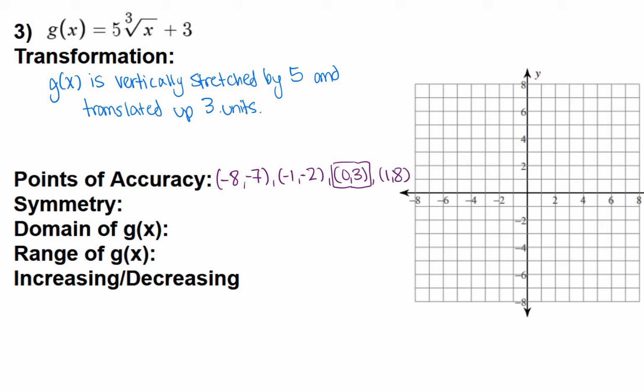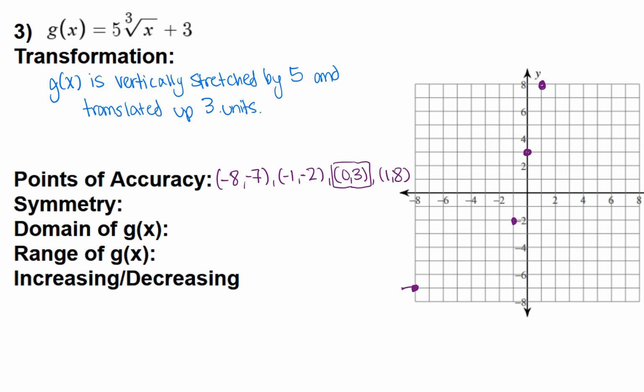You do have to graph it on your calculator so you can see the full picture of this. But we have a point of accuracy located at -8, comma, -7 right here. At -1, comma, -2 right there. At 0, comma, 3 right there. At 1, comma, 8 right here. And when you graph this, it's going to look a little bit strange.